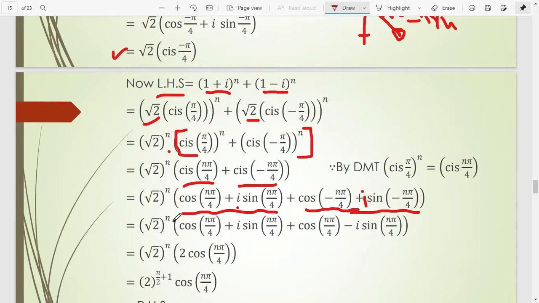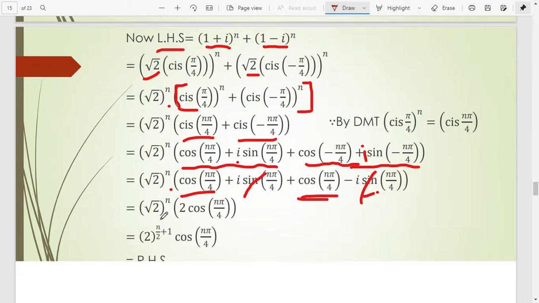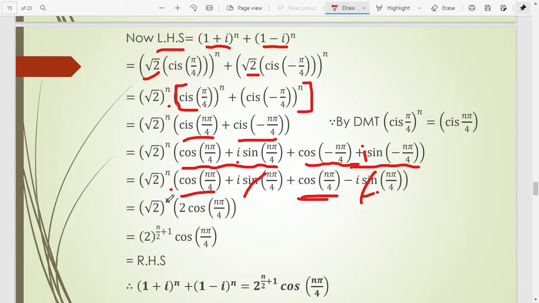So root 2 raised to n into cos n pi by 4 plus iota sin n pi by 4 plus cos n pi by 4, because cos is an even function and sin is an odd function, so the negative sign can be removed, and we get cos n pi by 4 plus cos n pi by 4, so 2 cos n pi by 4. 2 raised to 1 by 2 into n, so we can write 2 raised to n by 2 and n by 2 plus 1, so 2 raised to n by 2 plus 1 into cos n pi by 4. This is the right hand side.